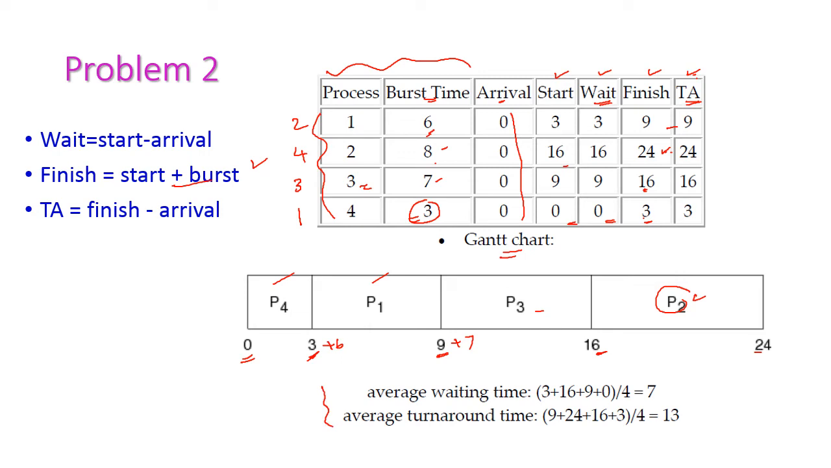Now we have to compute the average waiting time. The starting time is the waiting time. 3 plus 16 plus 9 plus 0, which is 28, divided by 4, which is equal to 7. And average turnaround time, this is the average turnaround time, which is equal to 13.